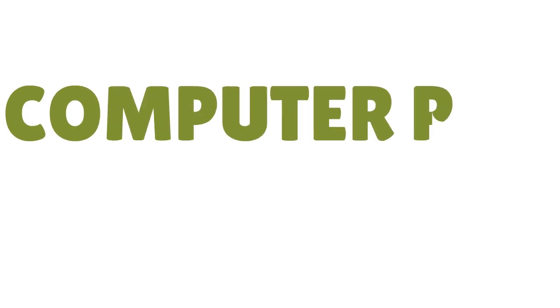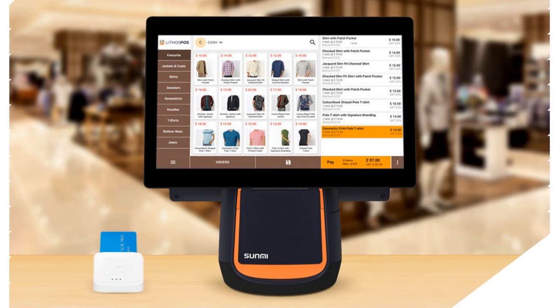Let me talk to you now about computer POS. So computer POS is a cloud-based POS, but instead of having all the hardware, you only need a card reader to accept payments, right? And you can download the POS app on your computer, laptop, phone, or tablet and connect the card reader via Bluetooth or USB cable to start collecting payments immediately.